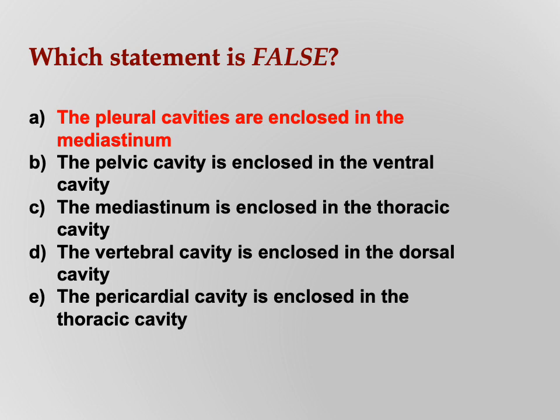Yes, that's false. The pleural cavities are on opposite sides of the mediastinum. They're separate cavities. So remember, those are all within the ventral cavity, all within the thoracic cavity. But the two pleural cavities are lateral to the mediastinum. All right?